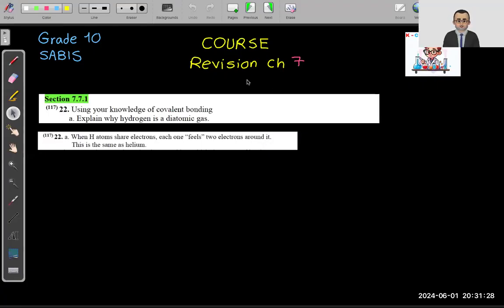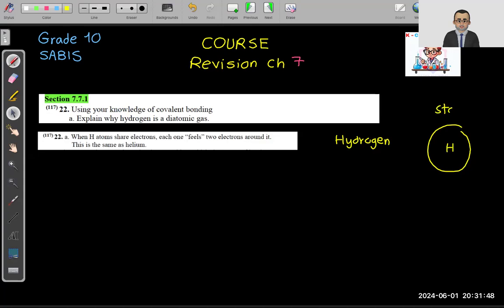So this is chapter 7, starting with section 7.7. And the first question is asking, using your knowledge of covalent bonding, explain why hydrogen is a diatomic gas. We know that hydrogen gas is a diatomic gas because hydrogen by itself is not stable.